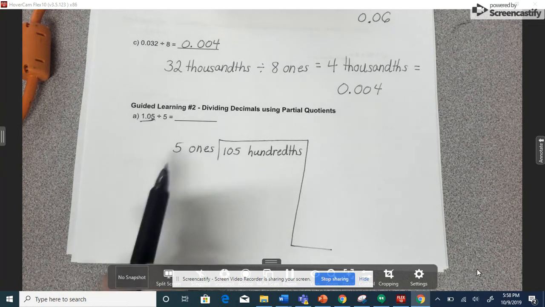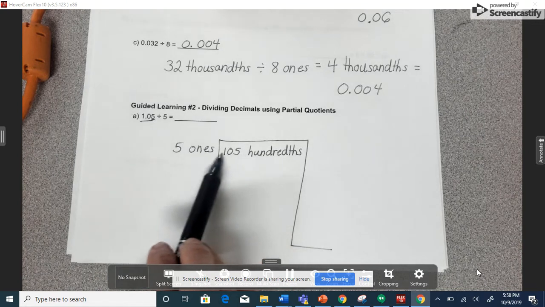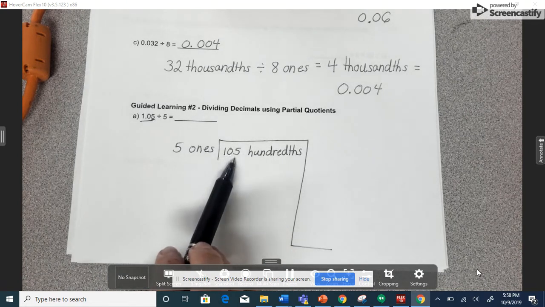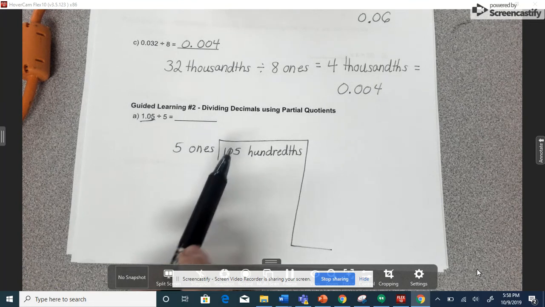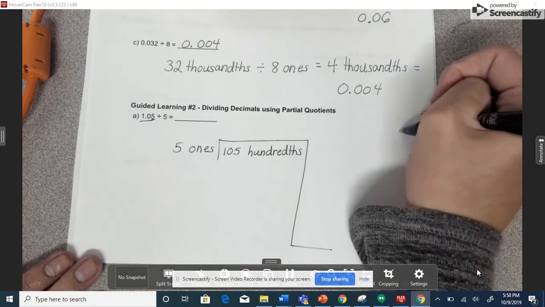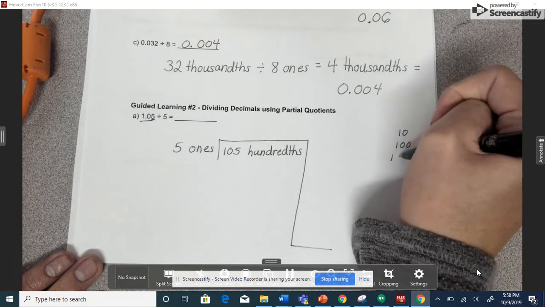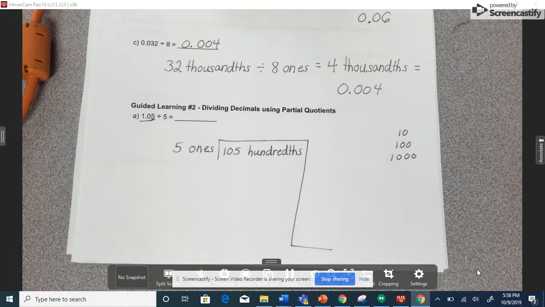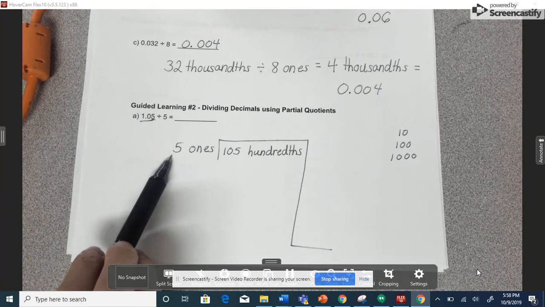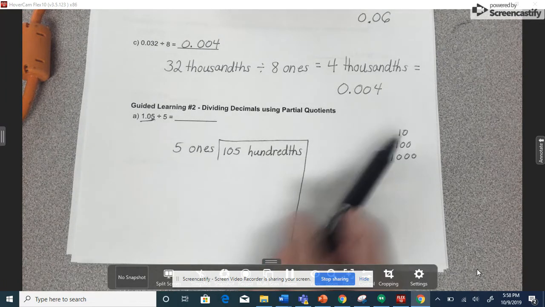We're going to figure out what we can multiply by 5 ones to get as close to 105 hundredths. We don't have to be exact every single time. The important thing to remember so that it's not overwhelming is to use your multiples of 10, 100, and 1000 when you can. So I'm thinking in my head, what can I multiply by 5 to get close to 105? Let's see, that's kind of hard. So I'm going to start with just multiplying by 10.